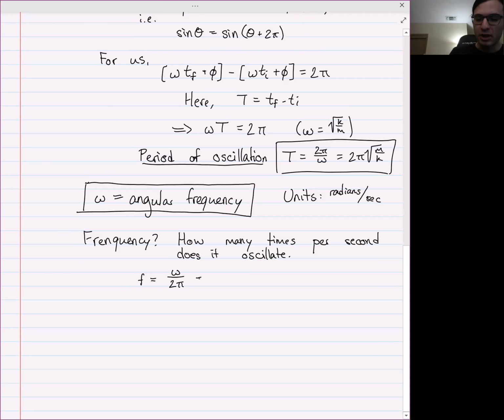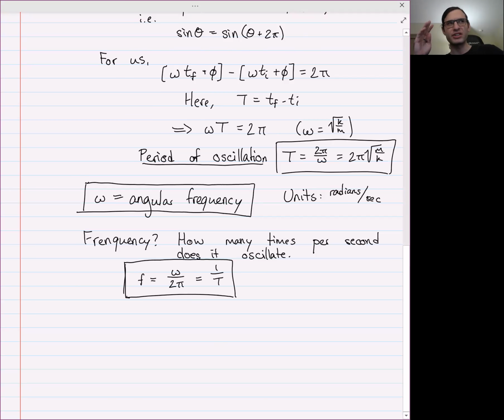And conveniently, the frequency is just 1 divided by the period, i.e. if a period is 3 seconds, then you will undergo 1/3 of a period per second. So it's just a useful relationship. It tells us about how fast the oscillations occur.